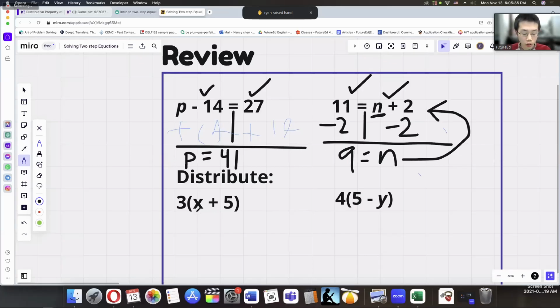Let's try doing some distribution problems. So we do the brackets first, right? That's not what we're trying to do here, Jason. So over here, I think you might have missed the distribution class. We don't have any values for x, right? And when we want to distribute it, we do 3 times x equals 3x, and then 3 times 5 is 15.